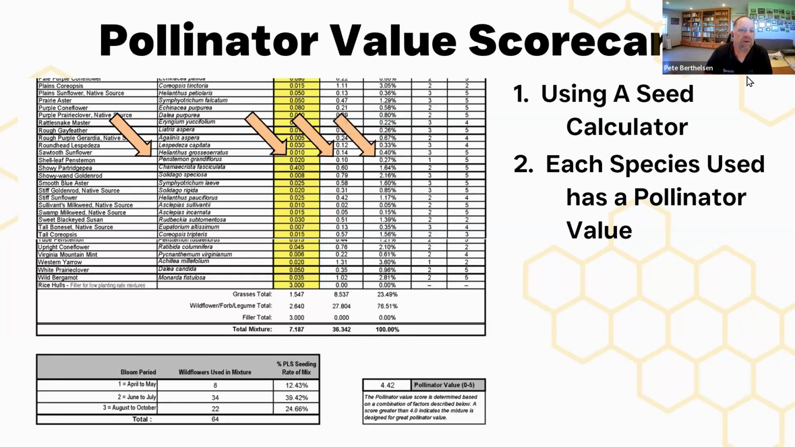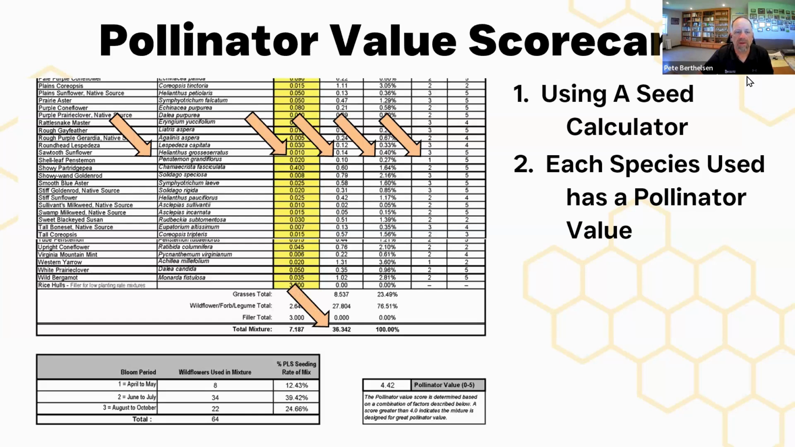The next thing in there is we also want to know what percentage of the overall seed mixture this component is. So in this seed mixture, there were 64 species in it. And this one, sawtooth sunflower, we're highlighting, was 0.4% of the entire mixture. That's pretty good balance. The next thing that's in there is we look at which bloom period it flowers in, 1, 2, or 3, because we want to have species spread out across the entirety of the growing season.